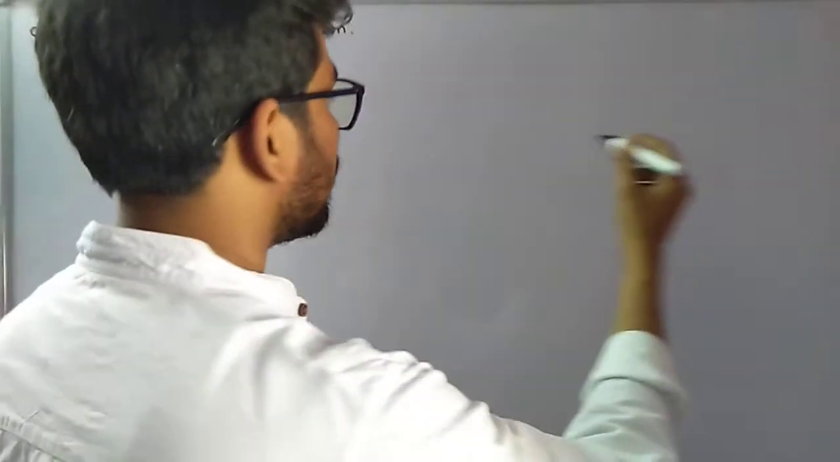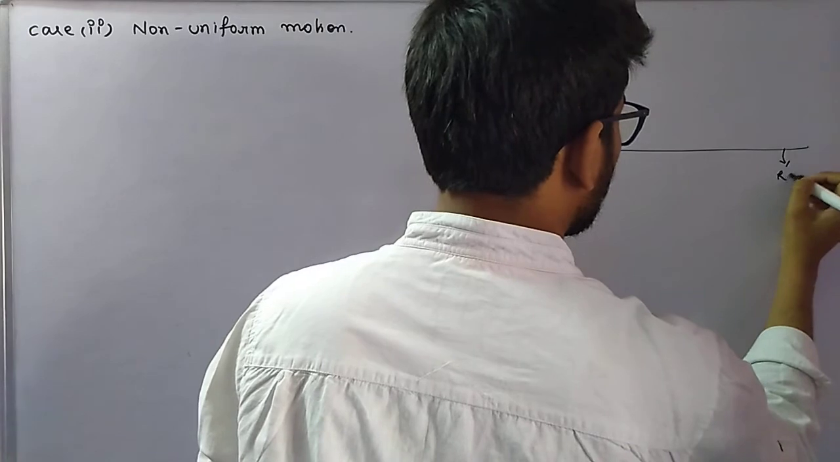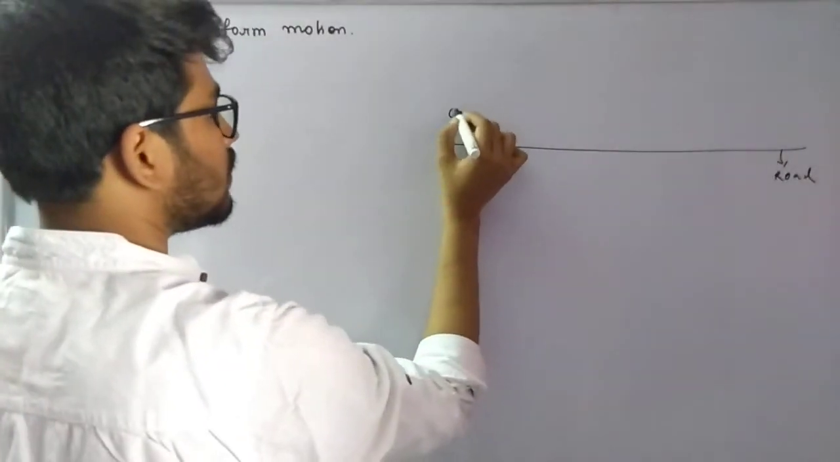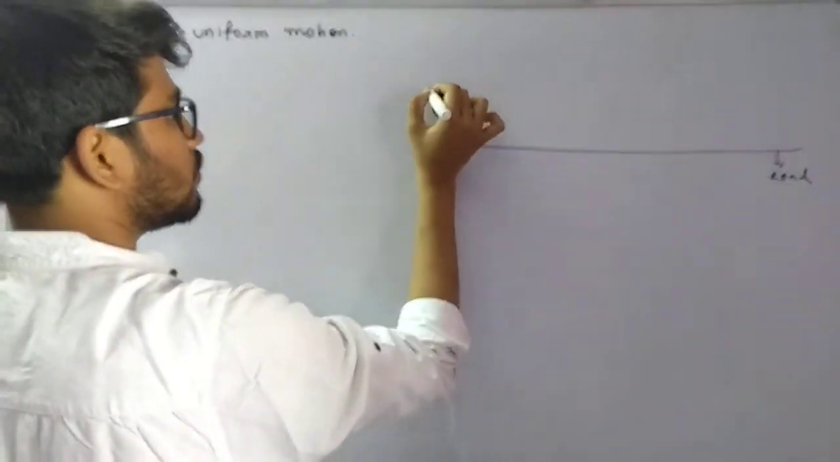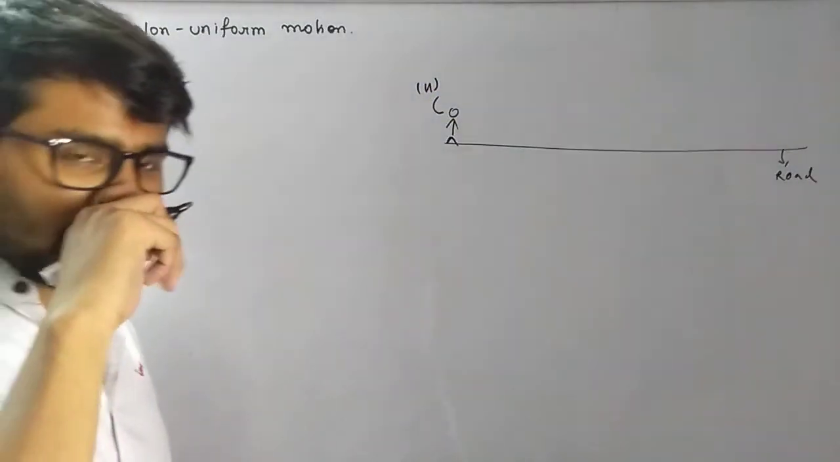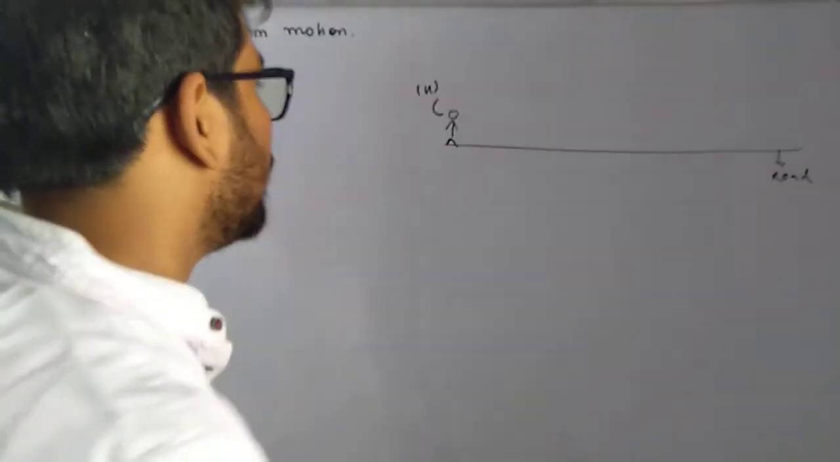Finally, we'll move on to the next segment of the program, that is non-uniform motion. Now the idea is very simple. We already know the definition. What is the definition? If this is our Mother Earth, this is a road. Now suppose this is a person, you. Now if this person covers unequal distance in equal interval of time, it's like this.